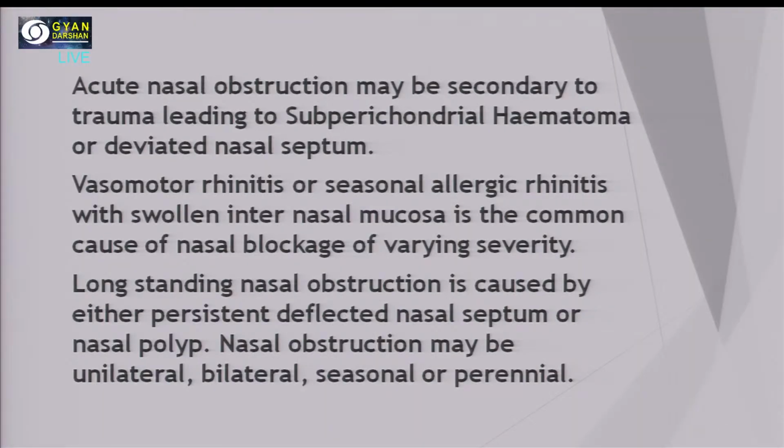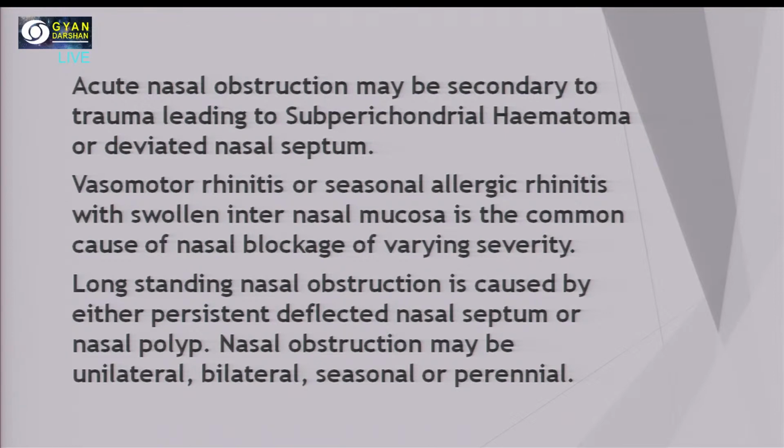So what happens is that in case of acute nasal obstruction, which develops as a result of sudden causes, it can occur due to trauma, which leads to hematoma and hence deviated nasal septum. There can be vasomotor rhinitis or any kind of seasonal allergic rhinitis, which leads to swelling in your nasal mucosa, which can cause nasal blockage, and this blockage can be of various severities, but this will obviously cause some kind of obstruction in your nose.